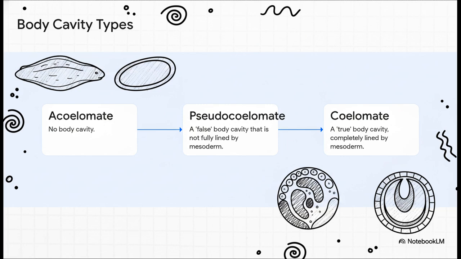Not all body cavities are created equal. Some animals have a true coelom, which is completely lined with tissue. Others have a false one that's only partially lined. And some, well, they don't have one at all. And this difference is another one of those key sorting tools for biologists.